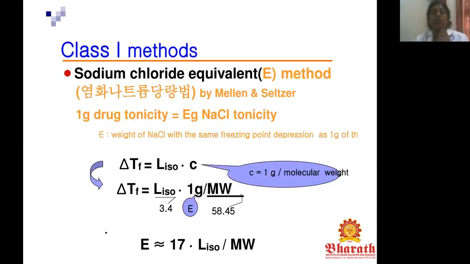Class 1 method: here the sodium chloride equivalent method by the Mellen-Seltzer method. Here the tonicity of 1 gram of drug is equal to the sodium chloride tonicity. So the weight of NaCl with the same freezing point depression as 1 gram of the drug. So delta Tf is equal to L-iso into C, where C is 1 gram divided by the molecular weight. So delta Tf we can write as L-iso into 1 gram divided by the molecular weight, divided by 58.45. So E is equivalent to 17 L-iso divided by the molecular weight.